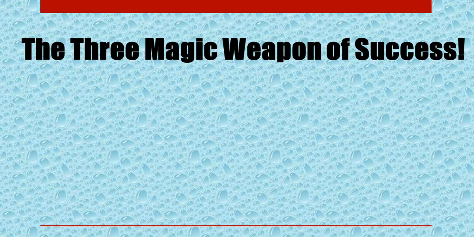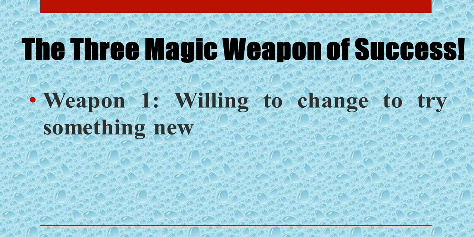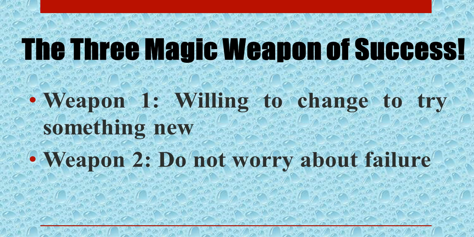So the three magic weapons of success. The weapon: willing to change, to try something new. Because maybe some investors don't want to try something new. This is not good. You should try something new, okay? The weapon 1. The weapon 2, do not worry about failure, okay?